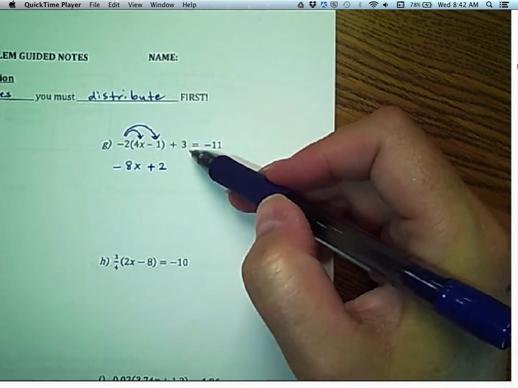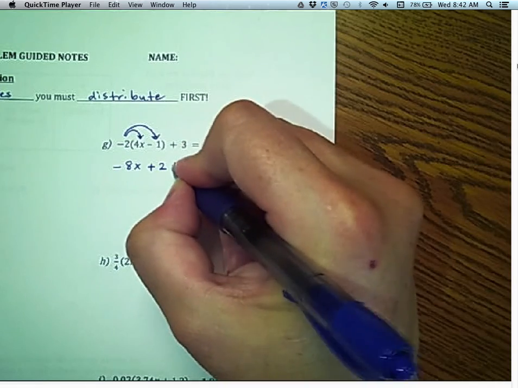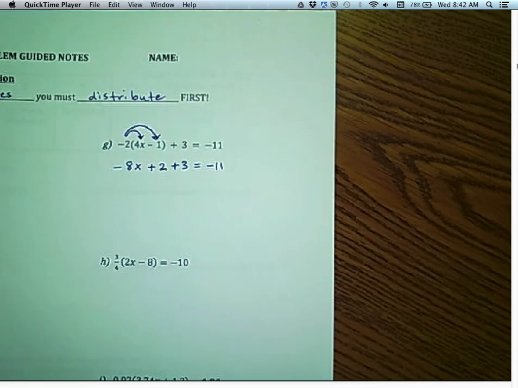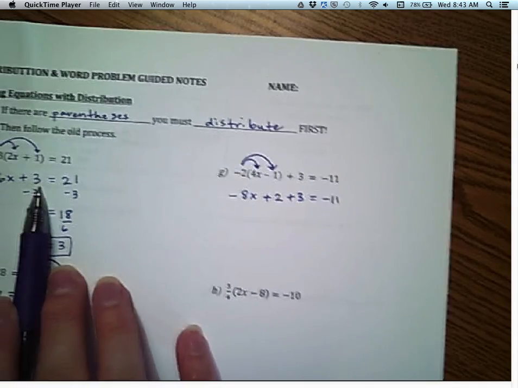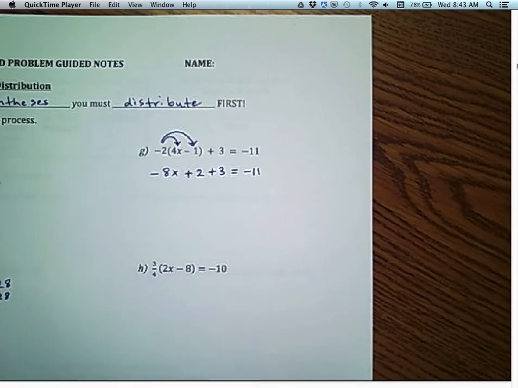I don't distribute to this 3. This 3 is not inside the parentheses, so I'm not going to distribute to that, but I am going to drop it down into the original problem, or into this next step of the problem. Now what's different about this one, over here when we did problems, we just ended up with 2 steps at the end. We had a multiplication and an adding or a subtracting. Over here I've got some more stuff I need to clean up before I move on.